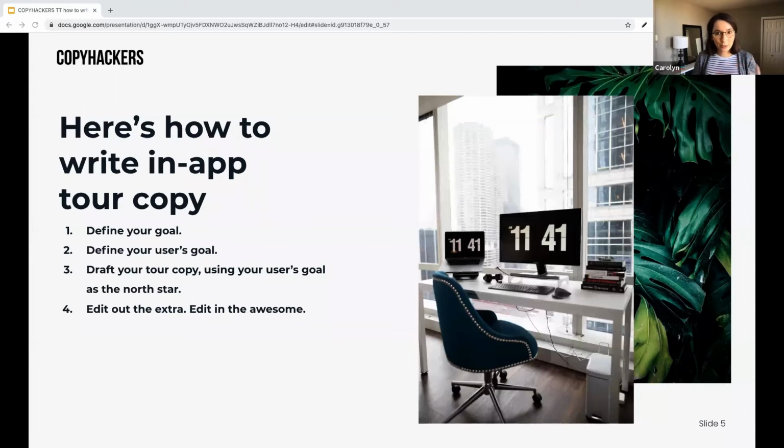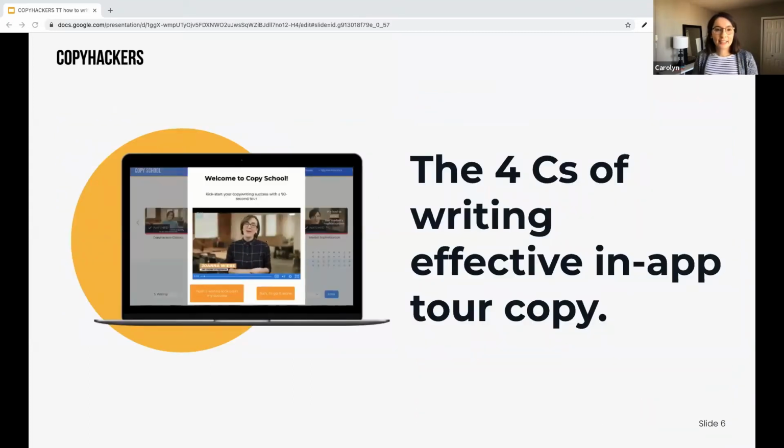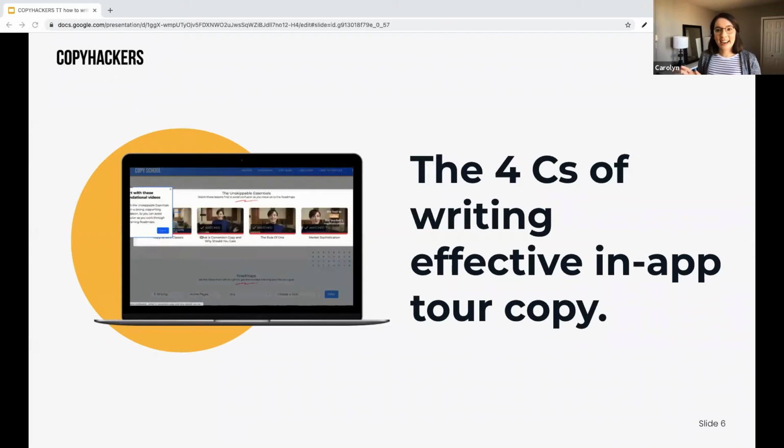Now, let's take a quick look at some of the gotchas or tips that I have for making sure that your in-app tour copy is on point and as effective as possible right out of the gate. These tips I call the 4 C's of writing effective in-app tour copy.